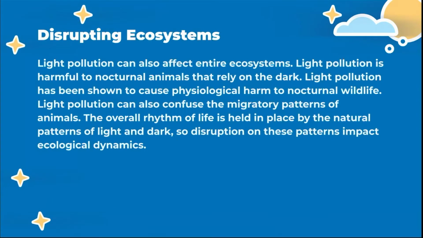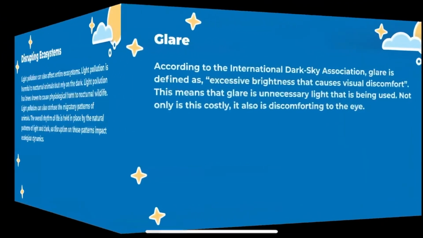Disrupting ecosystems. Light pollution can also affect entire ecosystems. Light pollution is harmful to nocturnal animals that rely on the dark. Light pollution has been shown to cause physiological harm to nocturnal animals. Light pollution can also confuse the migratory patterns of animals. The overall rhythm of life is held in place by the natural patterns of light and dark, so disruption of these patterns impacts ecological dynamics.